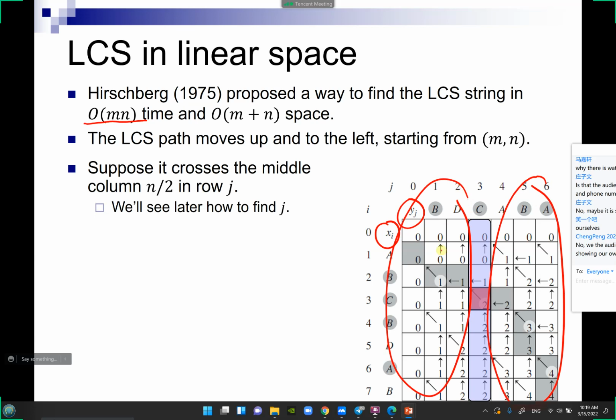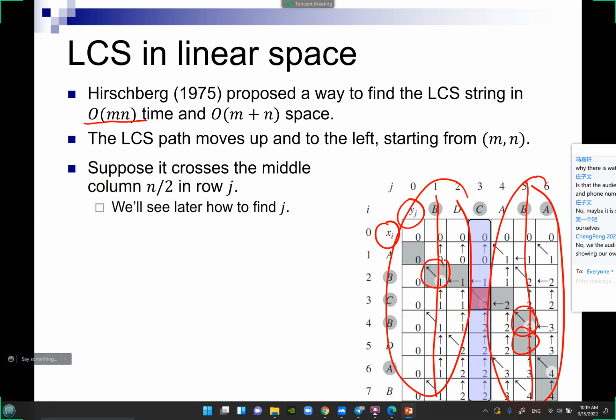Meaning that in the left half, for example, we're again going to chop things down the middle and find where this gray path crosses, for example this location I circled. And then the same in the right half. So here there are actually going to be two crossings like this.